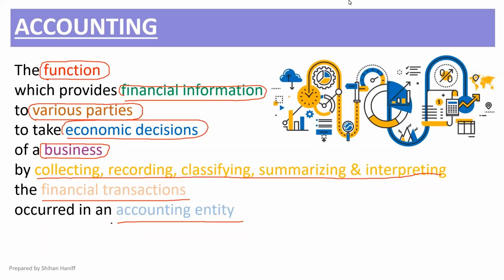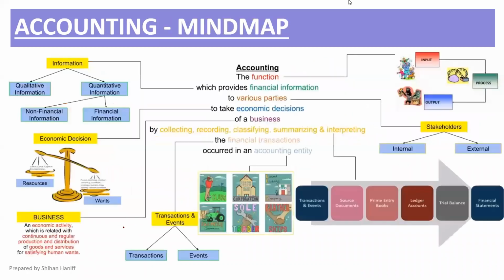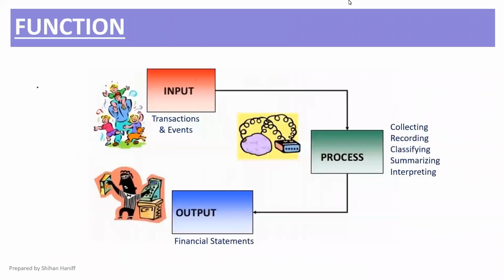So first it says accounting is a function. So what is meant by a function? Function means it has an input, and also there is a process and output. A function has an input, a process, and an output. Right? So what are the inputs of accounting? The input of accounting is transactions and events.